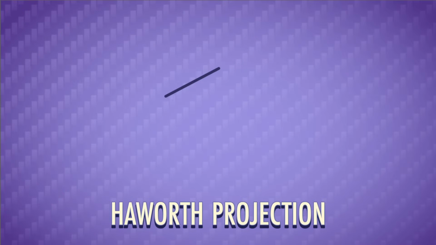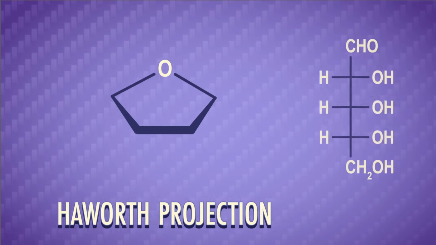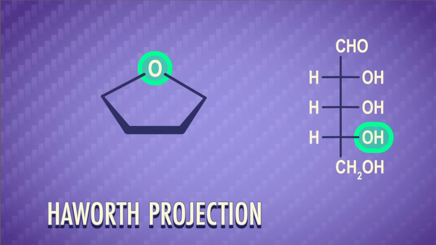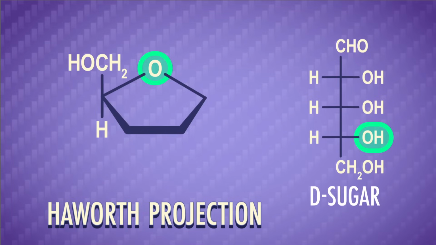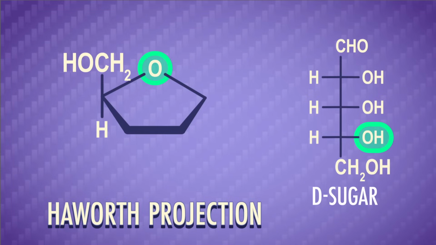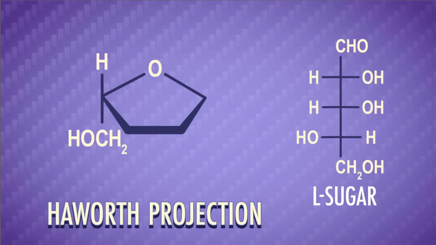To start, we draw a 5-membered ring and put the oxygen right at the top. Now we need to look at the hydroxyl group attached to the highest numbered chiral carbon again, the one that makes it a D sugar or L sugar. This is the OH group that ends up in the ring, and it'll determine where the CH2OH group points on the Haworth. If it's a D sugar and the OH is on the right, the CH2OH points up. That's what we have here. If it's the less common L sugar and OH is on the left, the CH2OH points down.